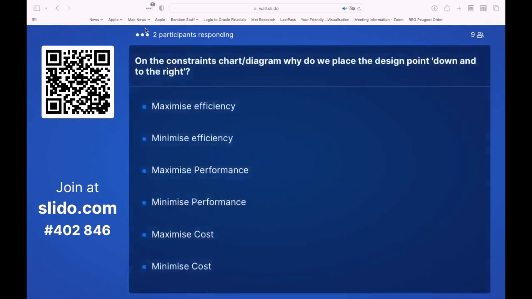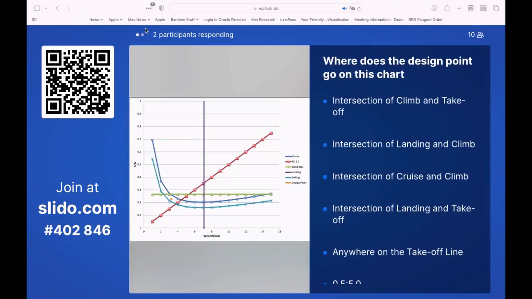The second question. On a constraints chart diagram, why do we place the design point down and to the right? Again, if we have no other information, why do we place it down and to the right? And I'll bring up a constraints diagram here in a second. And we'll talk a little bit more about it. And then, this one.